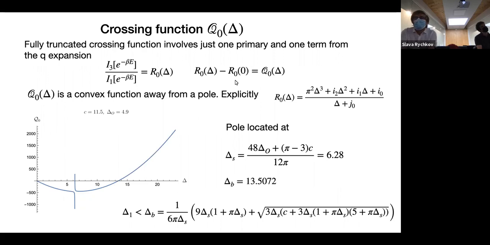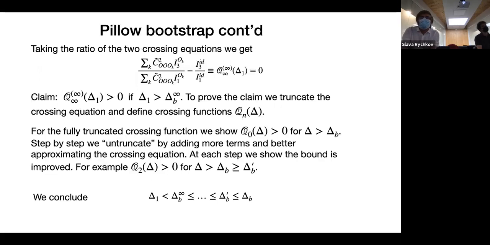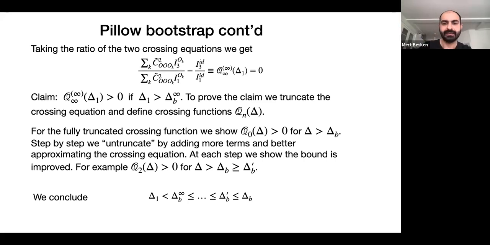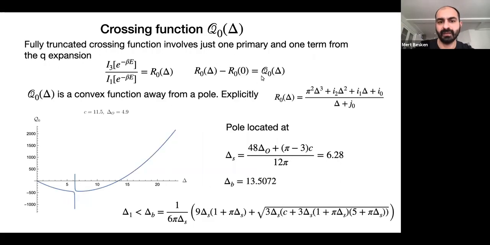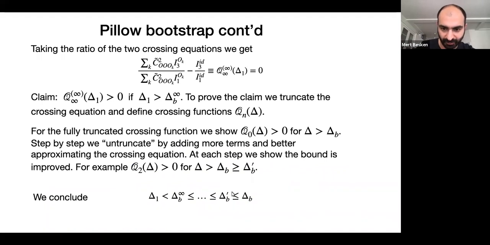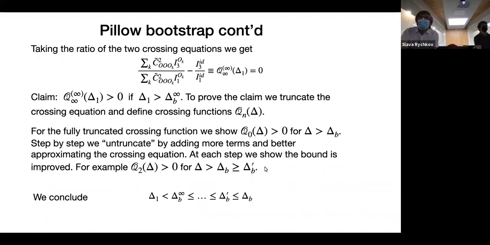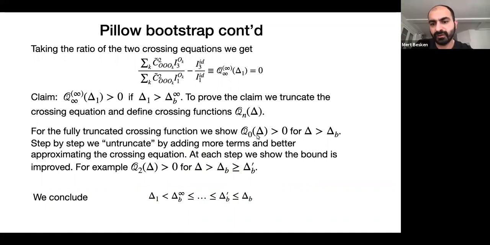I'm confused. What is the meaning of this truncation? I don't understand. What does it mean to truncate the crossing function? You didn't give the definition of Qn, so I'm confused. I'm going to give them here. For example, Q0 is that. I'm going to give them step by step. I was just telling you the story before, but I haven't told you what. But what's the point of studying this Q0 of delta? I don't understand. So Q0 is delta.